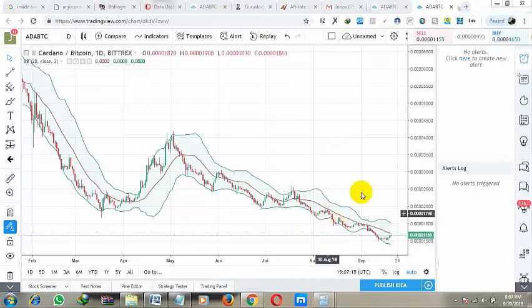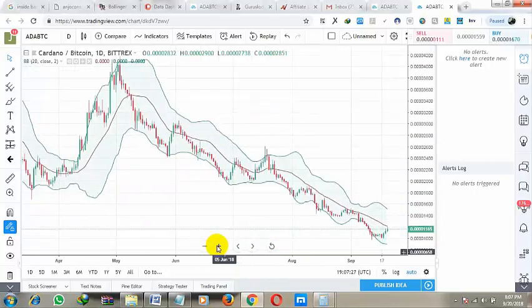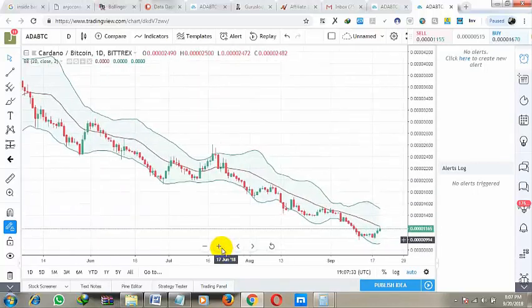So like we said, the trend is your friend. You will not fight the trend, okay? This market generally is on a bearish note. You should be very, very careful not to fight the trend.